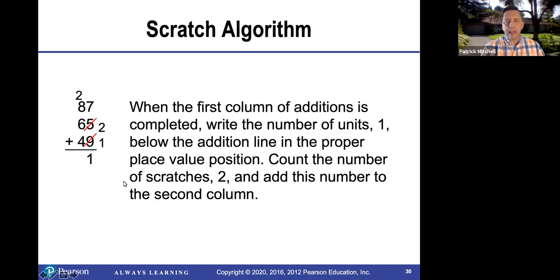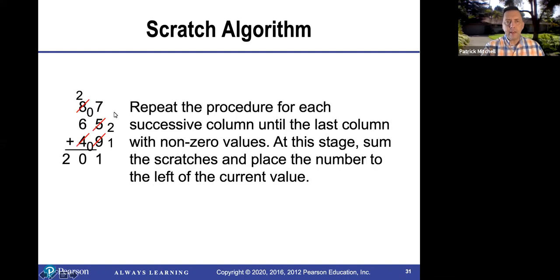And then we add these together in the tens place. 2 plus 8 is 10. So we scratch the 8 and just put a 0. 0 plus 6 is 6. 6 plus 4 is 10. So we're going to put this 0 here. And since there were 2 scratches in this column, and we don't have any other numbers in the hundreds place here, we just put that 2 down here.